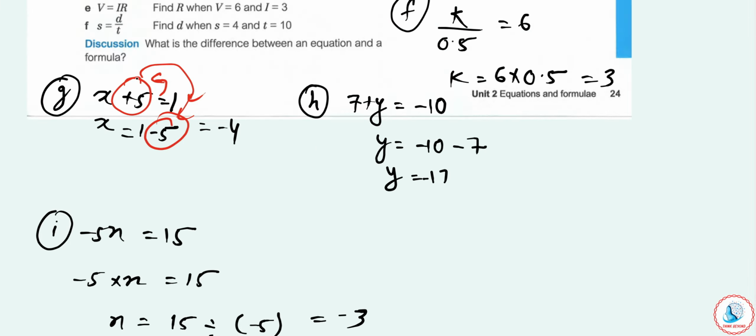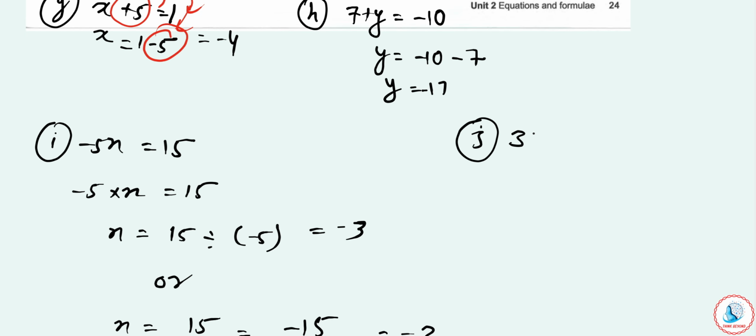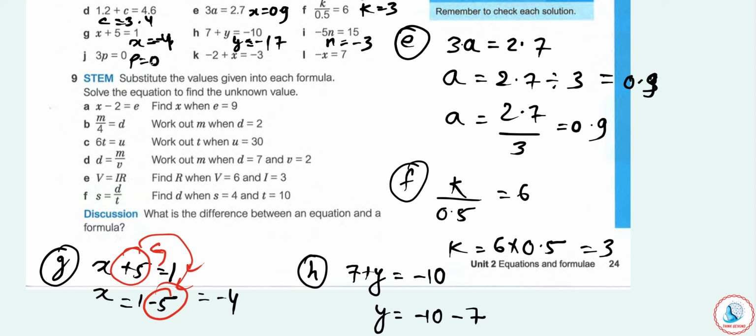Now for question number J. 3p is equals to 0. 3 is in multiplication with p. On the right hand side 3 will move, so it will be divided by 3. So it is going to get 0. The value of p is 0.